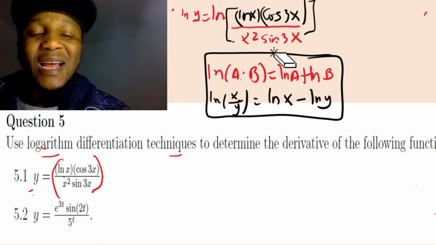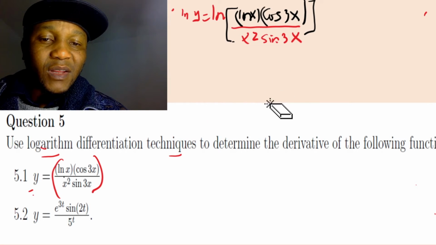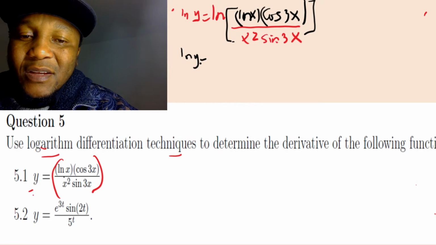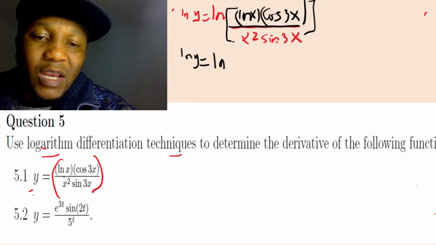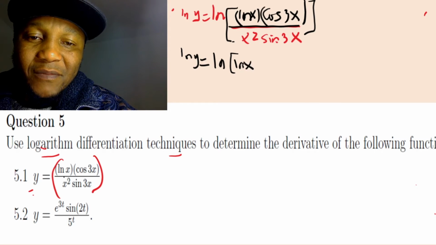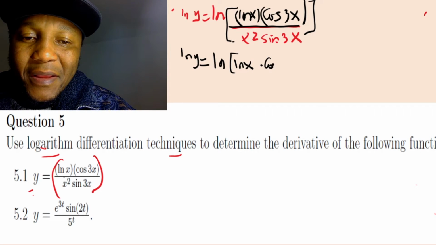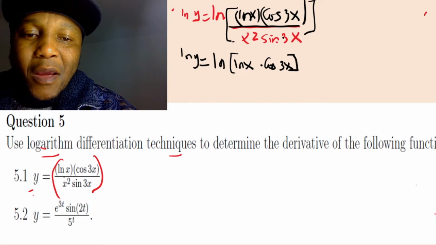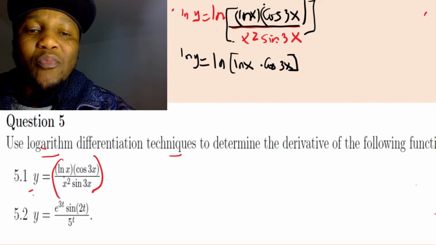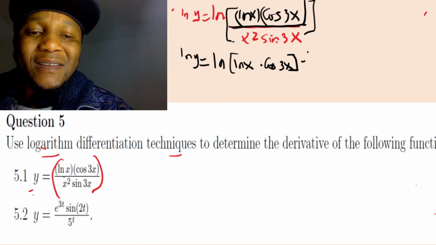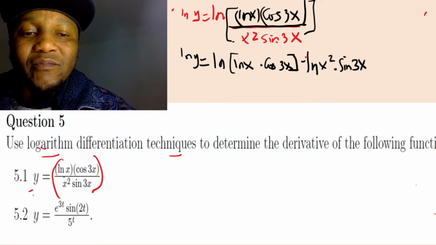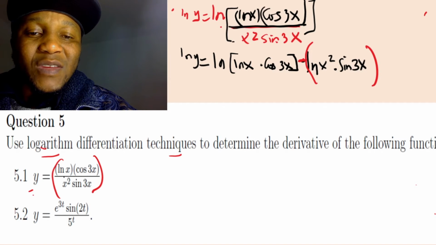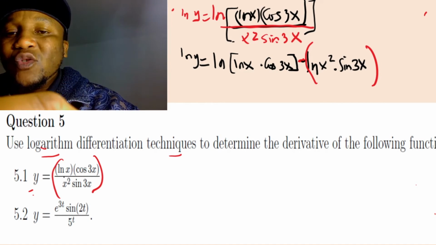For this case, I'm going to use the same tactic. So we have ln of y on the left, equal to ln of the top one, which is ln x times cos 3x, and I'm going to minus, because we have ln of the top over the denominator. So minus ln of the bottom one, which is x squared times sine 3x. So we have two groups here, and the reason for the minus is this division. The top one is also going to be split.